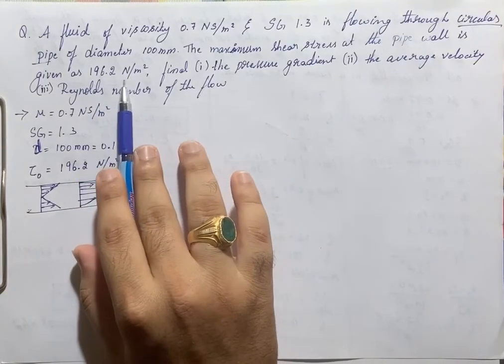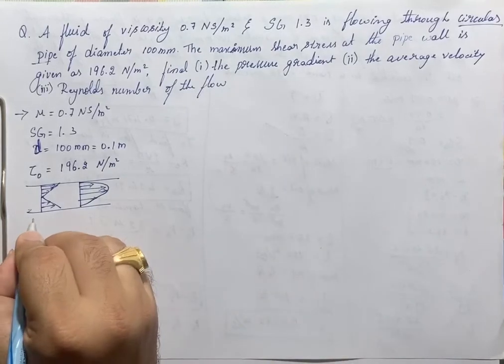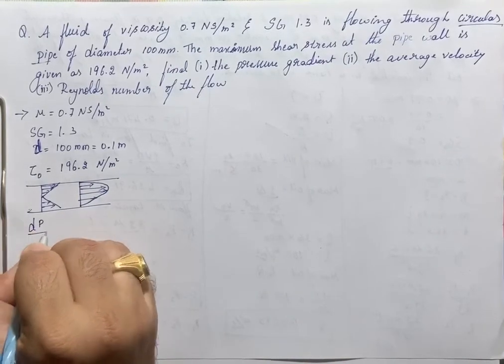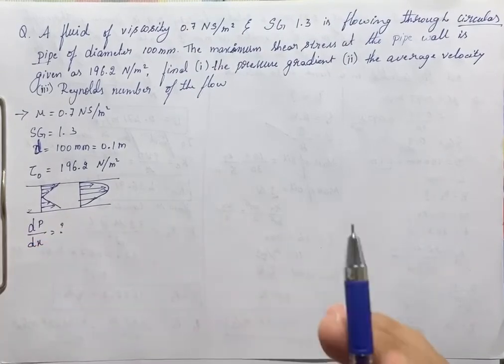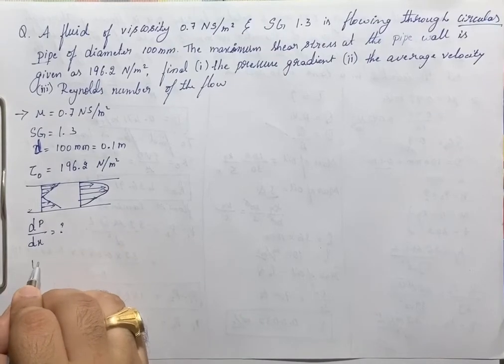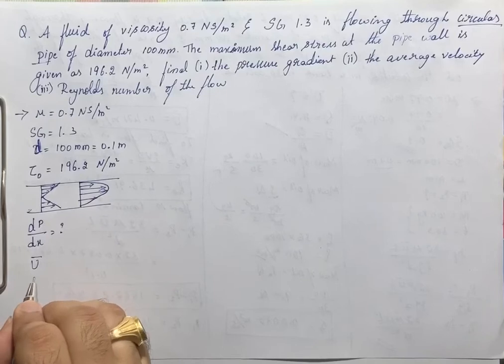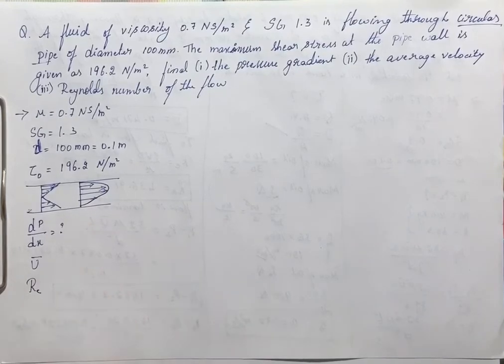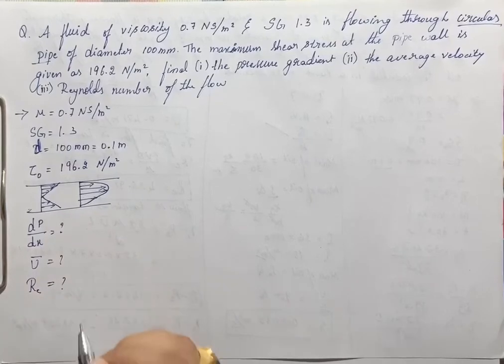Now after that, what is given? Find the pressure gradient. Pressure gradient here is ∂P/∂x, or dP/dx. This is what we need to find out, first one. Next, average velocity. Average velocity is u bar, and he has asked to find out the Reynolds number, Re, right? This is what he has asked to find out.